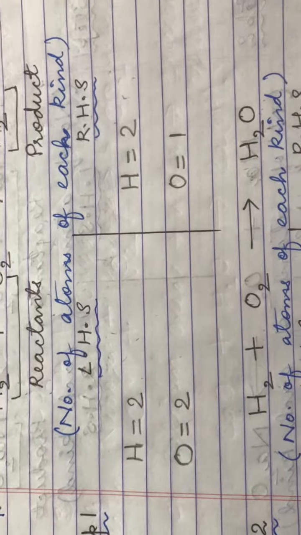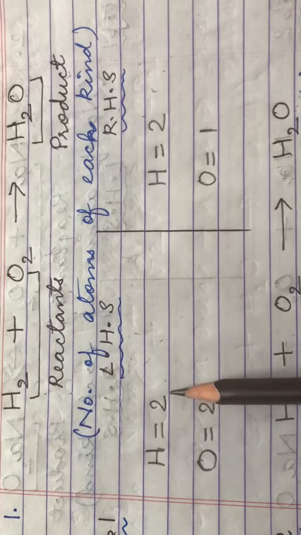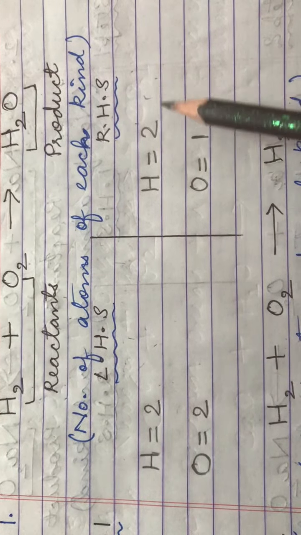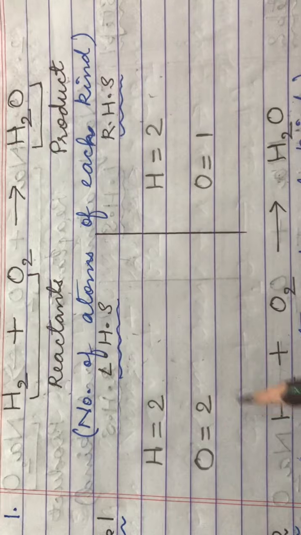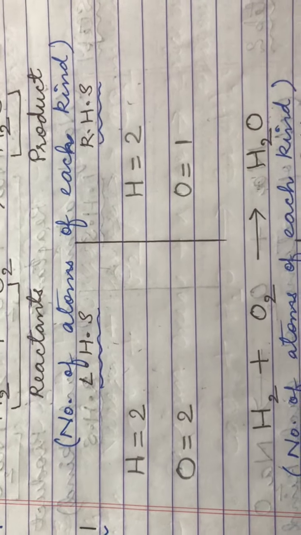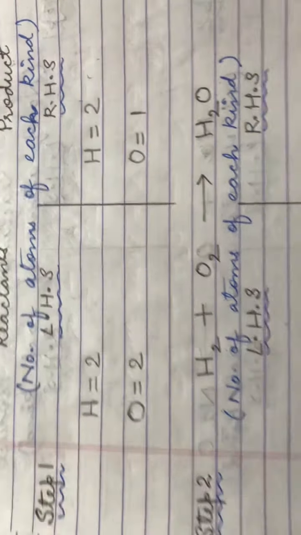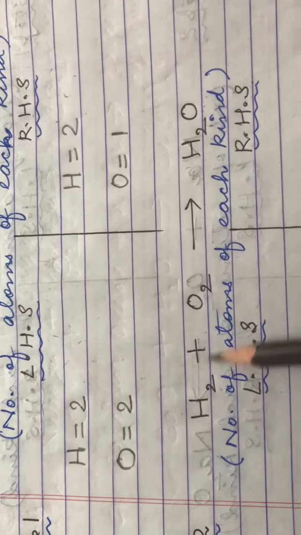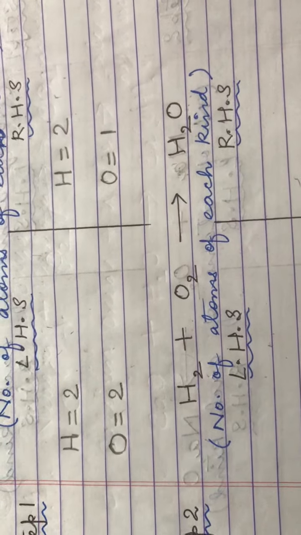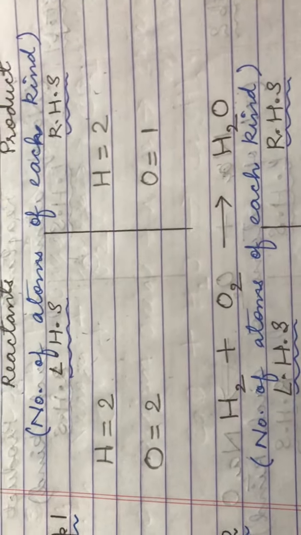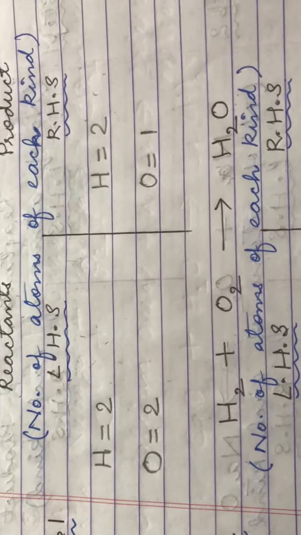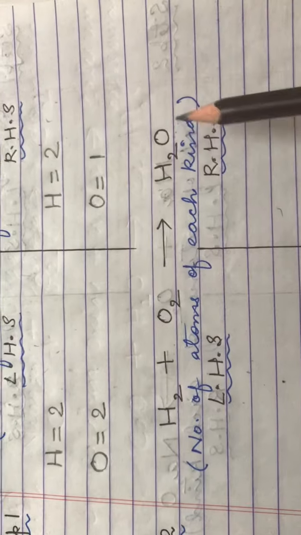Now it is very clear by looking at the number of atoms of hydrogen, on both sides they are already equal, but oxygen is not equal. So what do we do now? Now we move on to the second step, wherein we again write the same equation as it is. In order to start balancing, it is very clear to us that hydrogen is equal but oxygen is not. That means we have to balance oxygen.